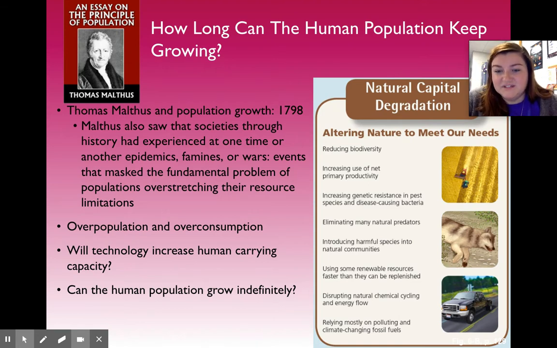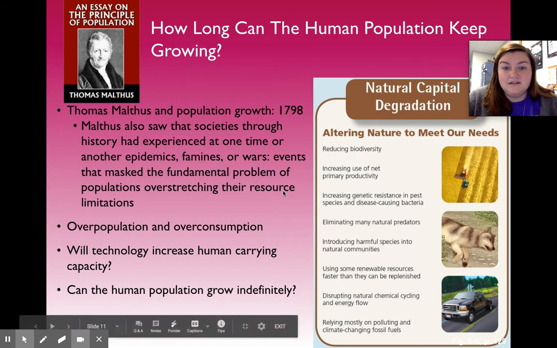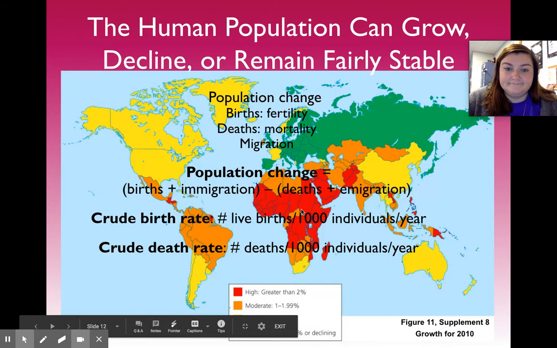We're heavily disrupting natural chemical cycling. So when we talked about biogeochemical cycles, we talked about the carbon cycle. We are throwing things way off with our carbon emissions. And tying into that, we rely mostly on polluting and climate-changing fossil fuels. Humans are the worst.